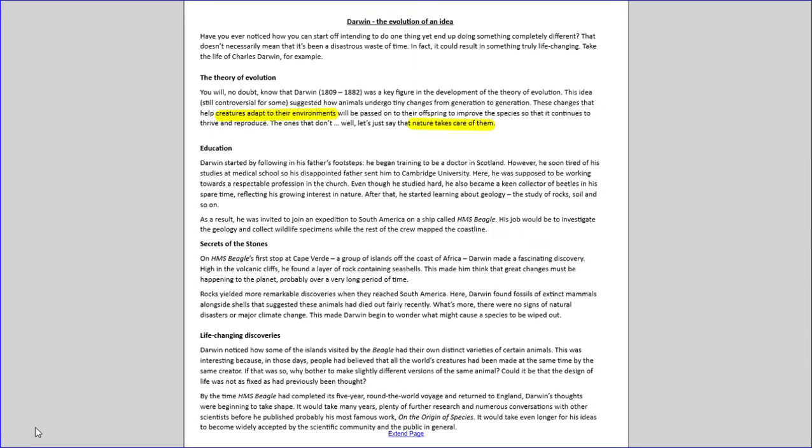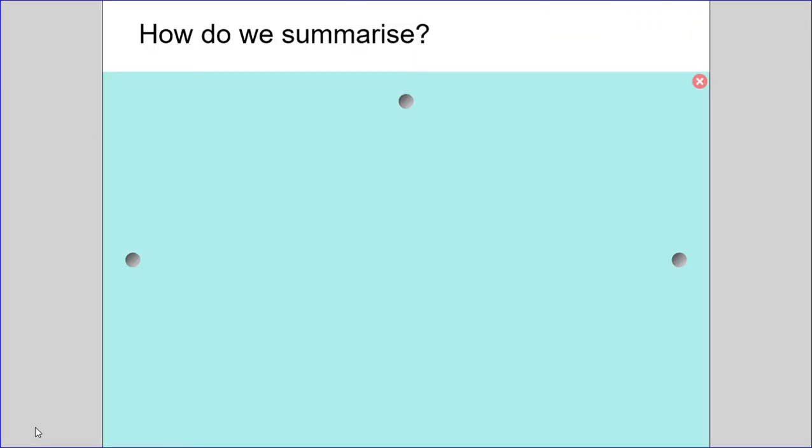So let's look at the next type of question. How do we summarise? Again, we've looked at this in class, so just think to yourself a moment, what would I do first if I was summarising a text? If I was trying to put it in order, if I was trying to match it to different headings, what would I do?